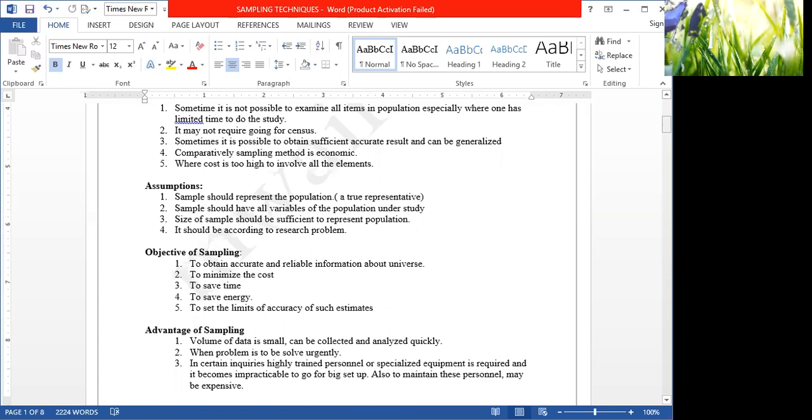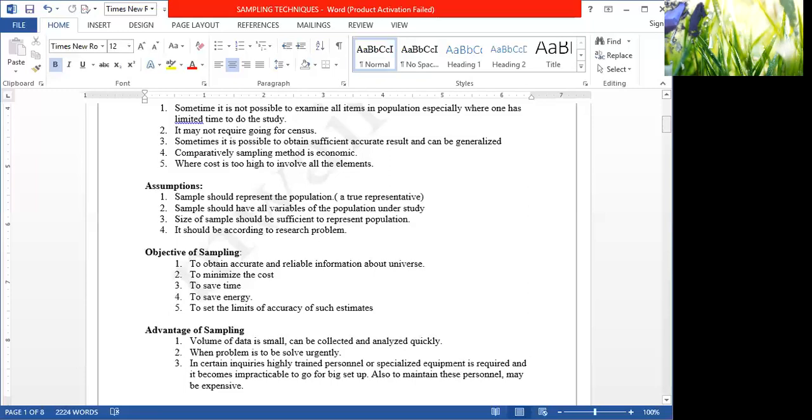What are some of the objectives of sampling? Number one, since you're dealing with a small group, you maintain accuracy, and such accurate information will be much more reliable when you're making conclusions, so that at the end of the day the conclusions will not be misleading. You want to minimize the cost, because when you're dealing with a census, it will be very expensive. Sometimes lack of funds limits us from conducting research work, so you may look for a way of minimizing that, and this can be achievable through sampling.